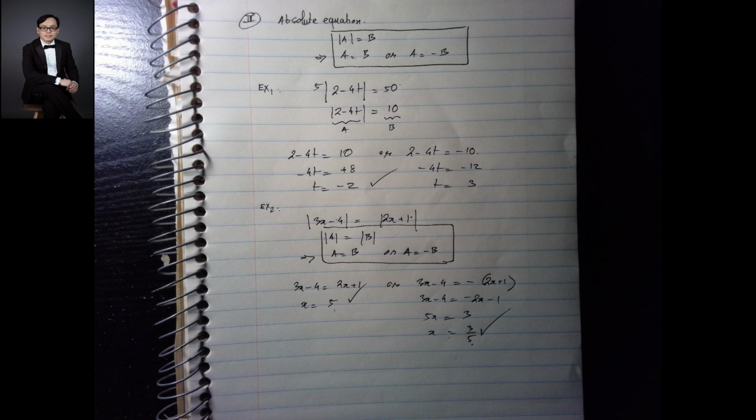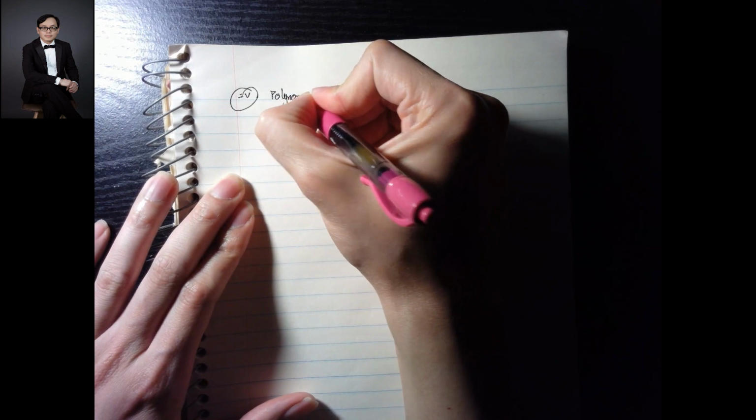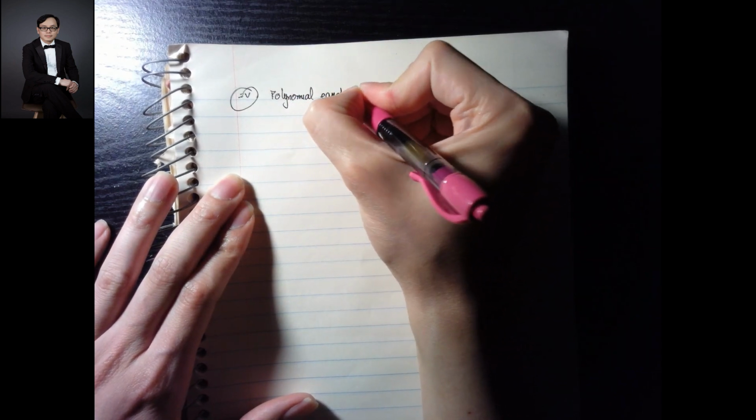Another kind of equation, and this is the last one, is the polynomial equation. Actually, you were already introduced to polynomial equations when you solved quadratic equations, because a quadratic equation is a second degree polynomial equation. So right now we want to take a deeper look.